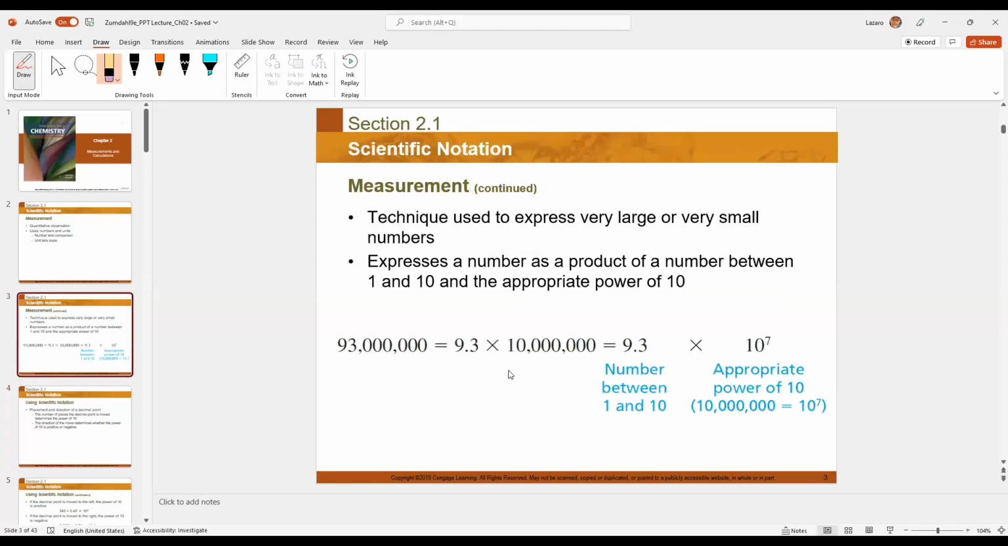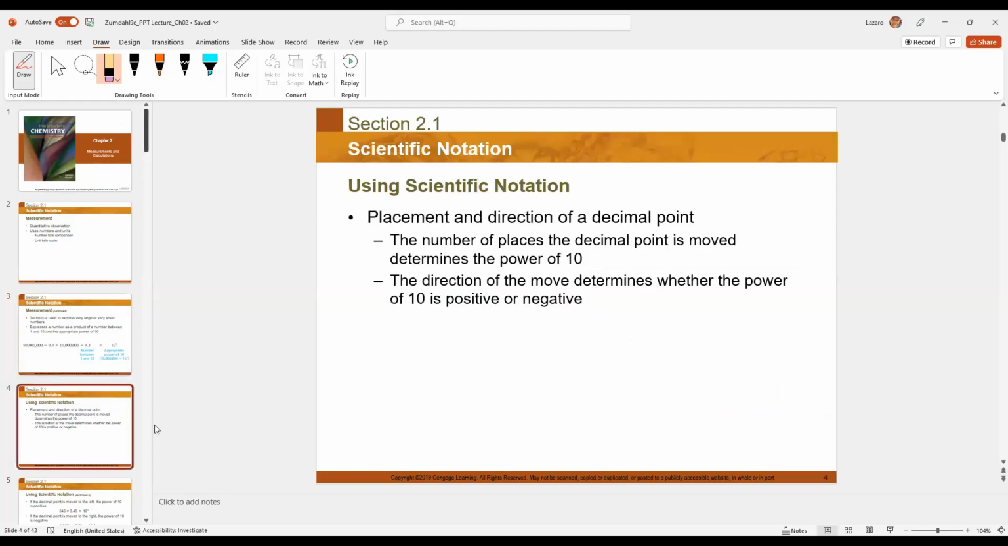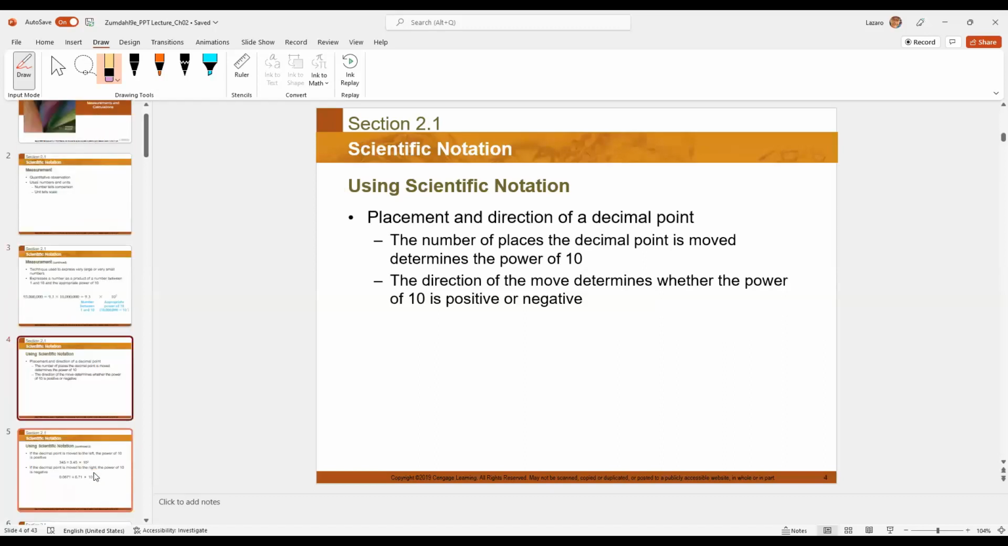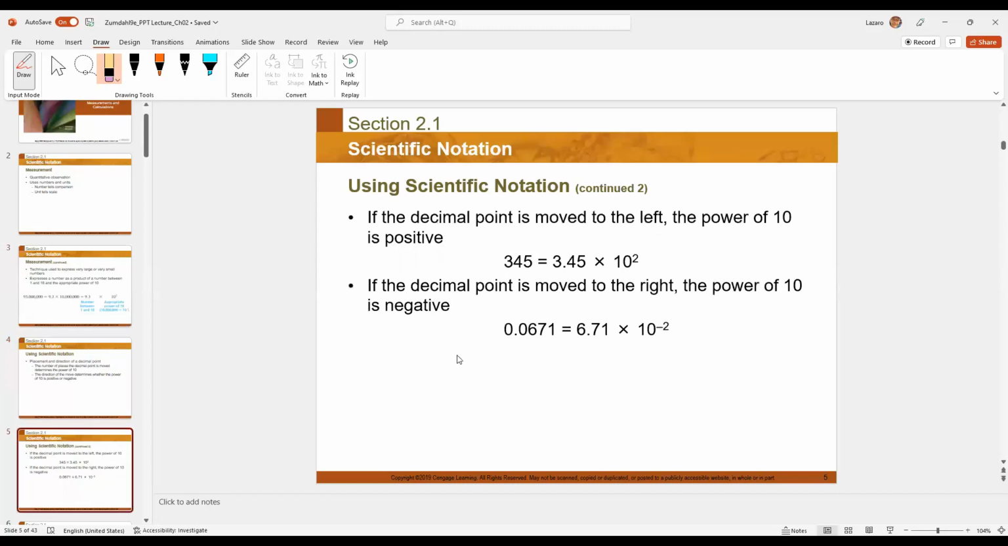Look at this. In this case, as I told you, you move the dot to the left 7 times, so it will be 9.3 times 10 to the 7. Oh, but what happens if it were a very small number? Then it will be negative. Look at this. This is a very small number.